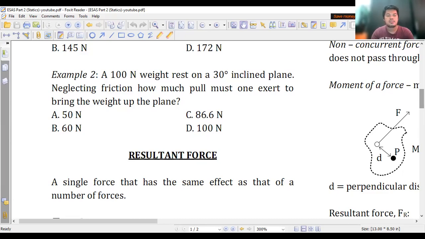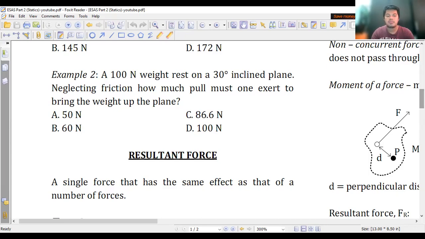Okay. So for example number 2, we have here a 100 Newton weight. Take note, Newton is a unit of weight. A 100 Newton weight rests on a 30-degree inclined plane. Neglecting friction, how much pull must one exert to bring the weight up the plane?